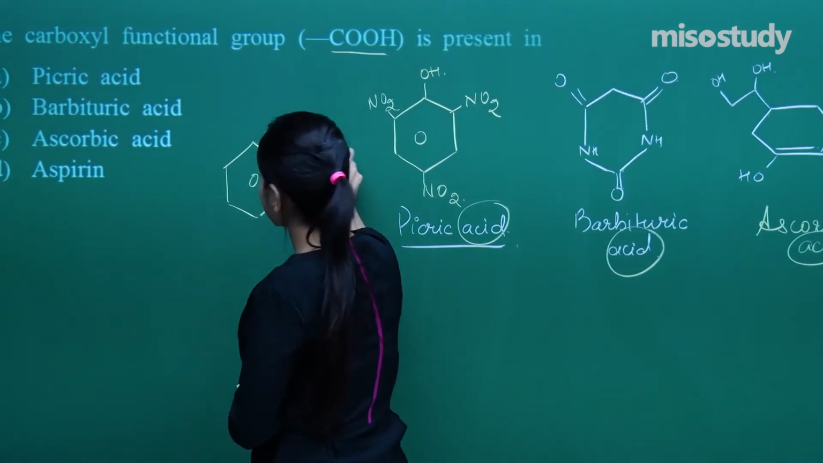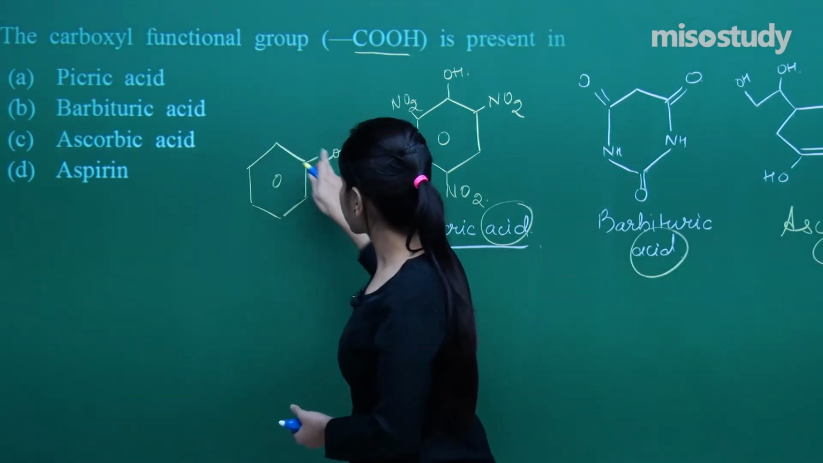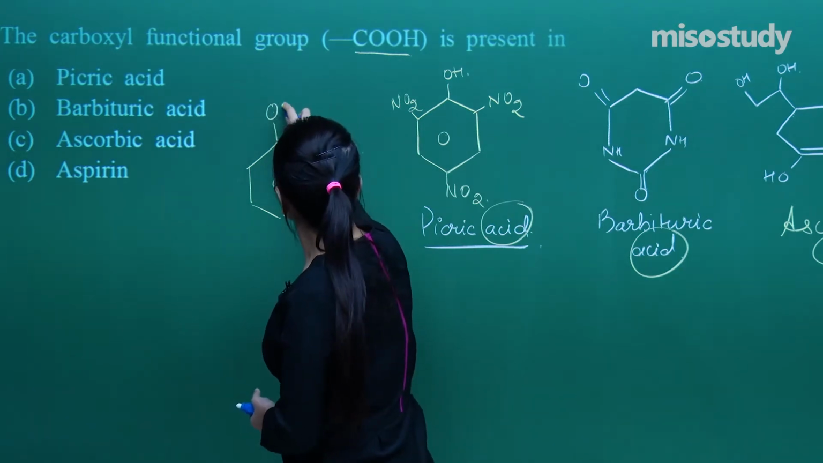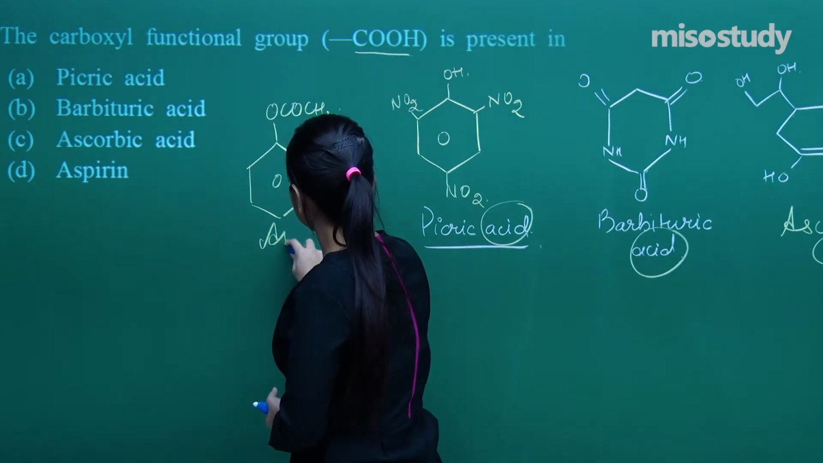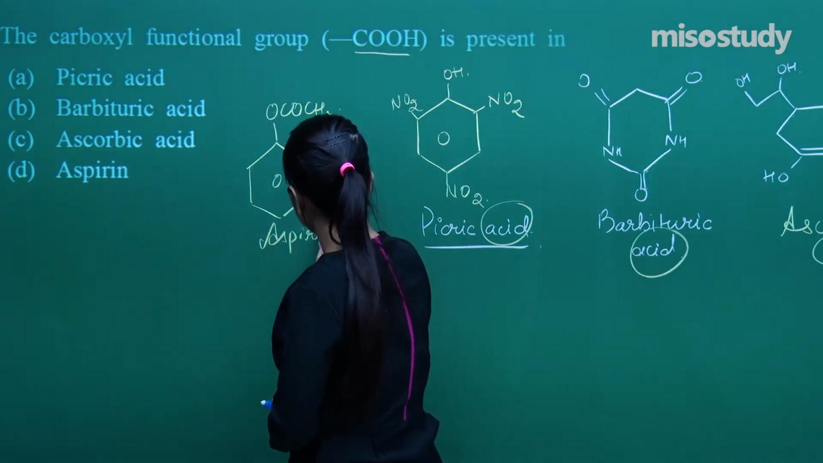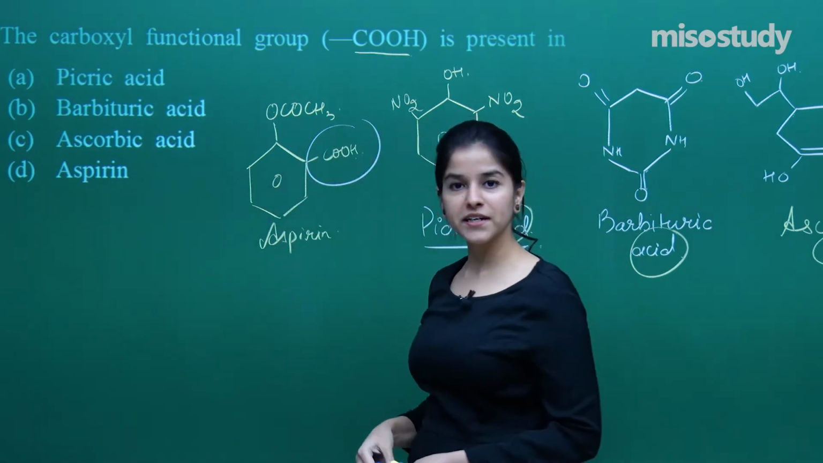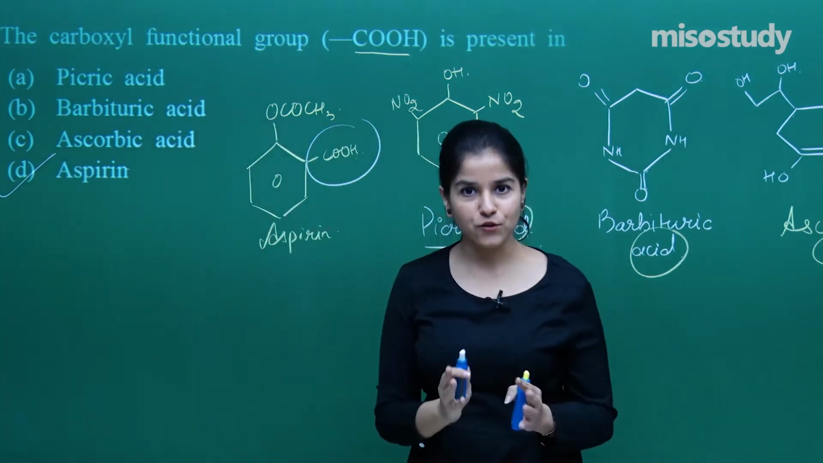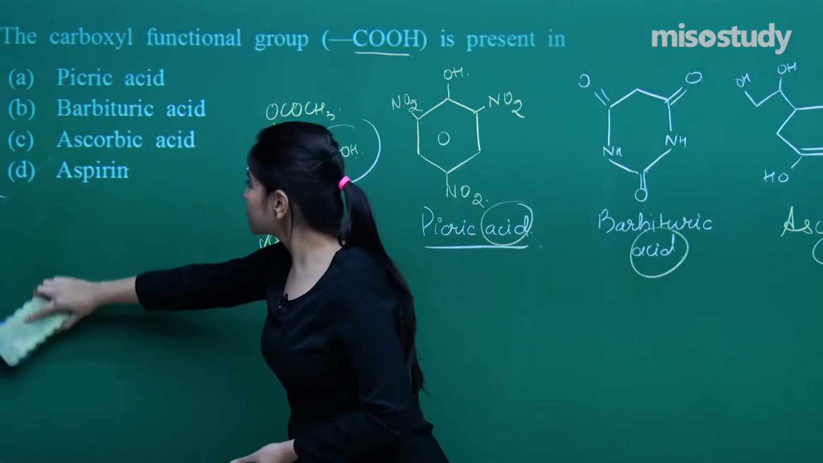aspirin is made actually from the salicylic acid. So salicylic acid is OH and COOH. Here I am replacing OH with OCOCH3. So that is what aspirin is, and this is the only option containing the carboxylic group. It is very much evident from here, from the structure itself. So that is the answer. I hope everybody has got the answer right. So now let's move on to the next question.